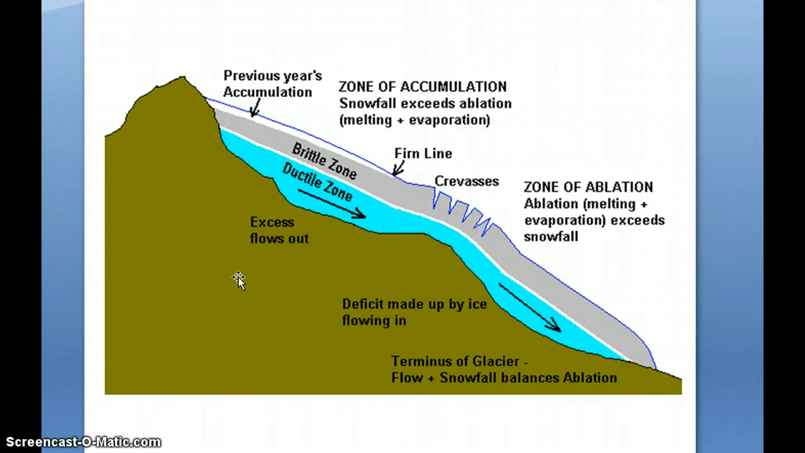So again, alpine glaciers move in the same way as continental glaciers, where there's a brittle zone at the top. The crevasses only go as deep as the brittle zone. That's usually about a couple hundred feet. And then the middle of the glacier is much more plastic, and it moves much faster, creating this churning motion as the glacier moves downhill.